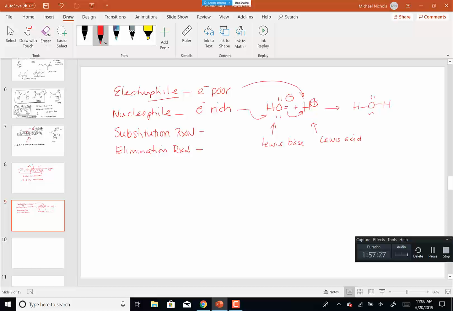So, the chemistry world is a lot different than the world in terms of rich, poor, and sharing. These are the rules. Now, we're going to talk about a carbon with a positive charge. We'll get to that. But we also can talk about an electrophile being something like this.